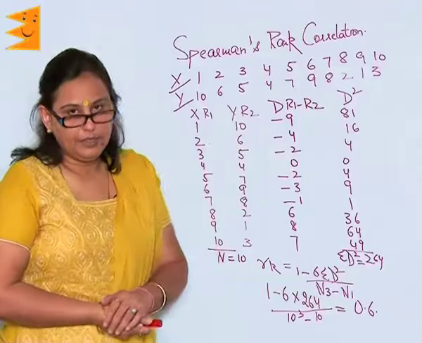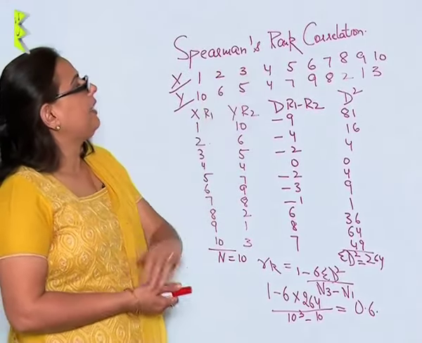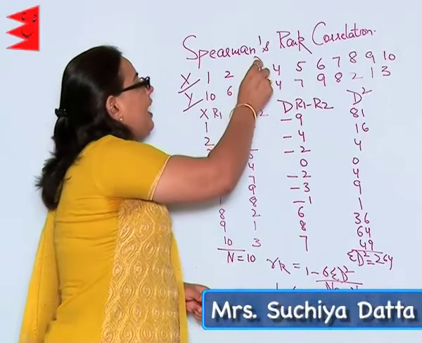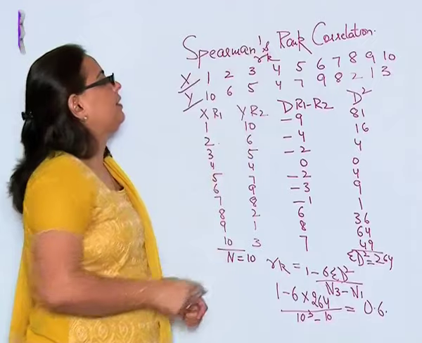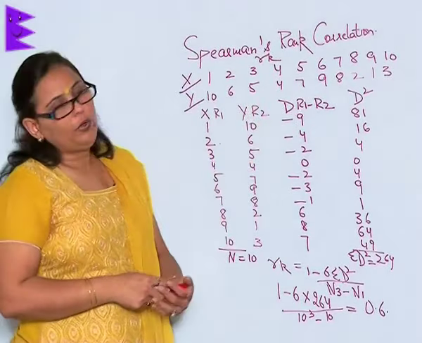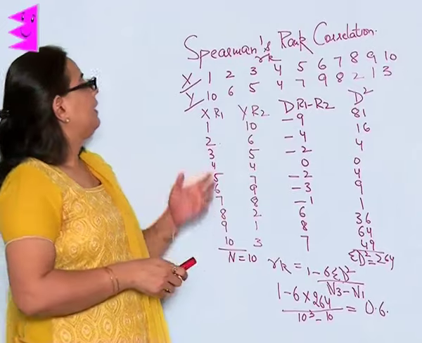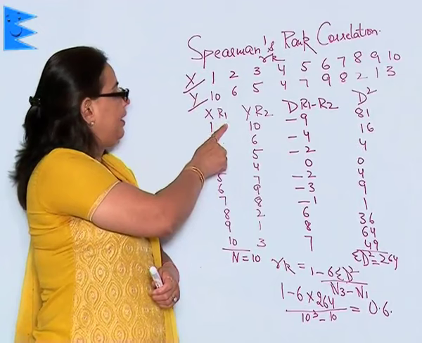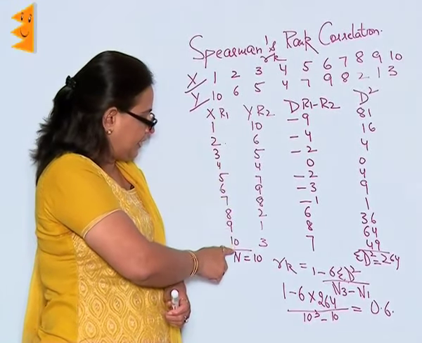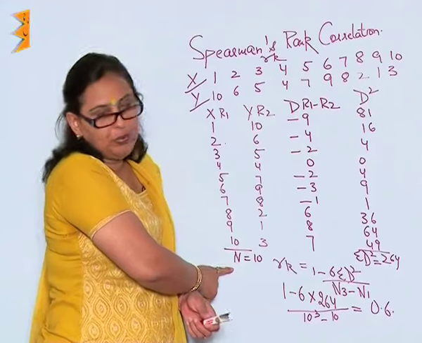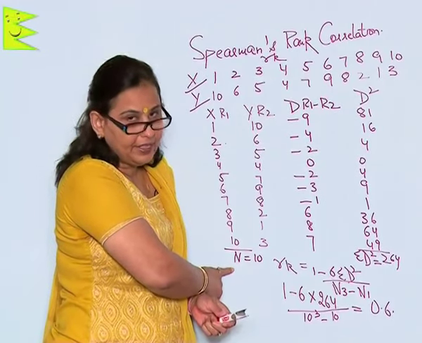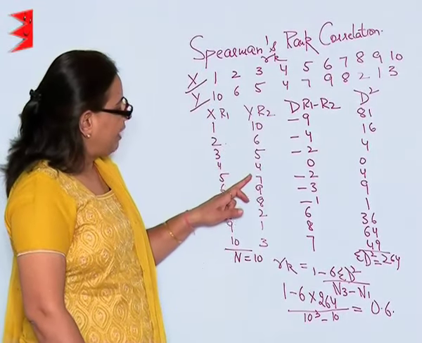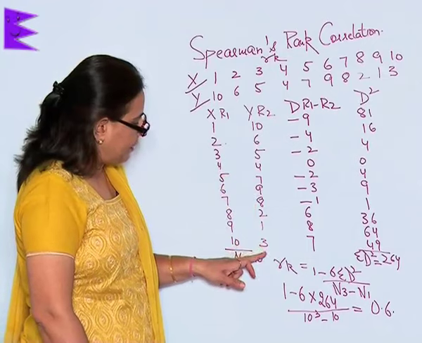Let me talk about the third method, which is the Spearman's rank correlation. The Spearman's correlation is written as rank correlation in this manner. Now, I will be talking about two different sets of variables, that is x and y, which I have written as rank 1 in the x: 1, 2, 3, 4, 5, 6, 7, 8, 9 and 10, which means the number of observations that I have is 10, and the rank 2 as y, which is 10, 6, 5, 4, 7, 9, 8, 2, 1 and 3.